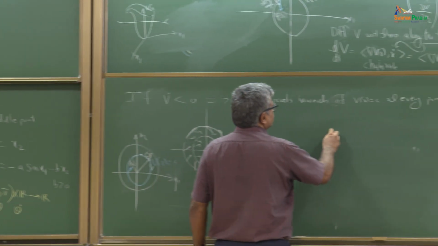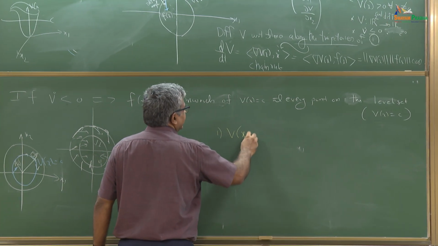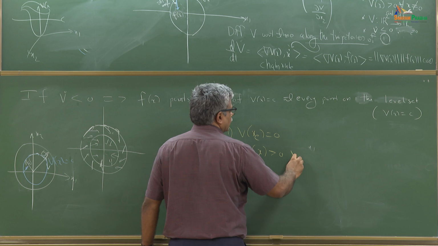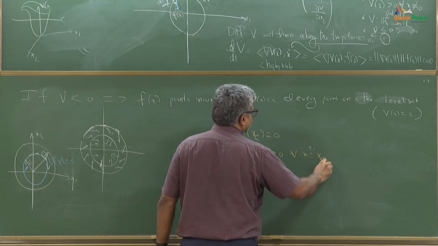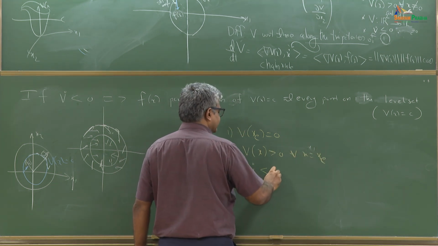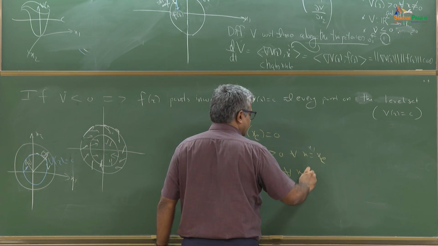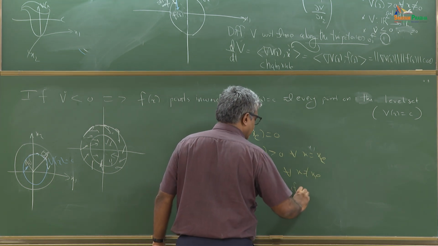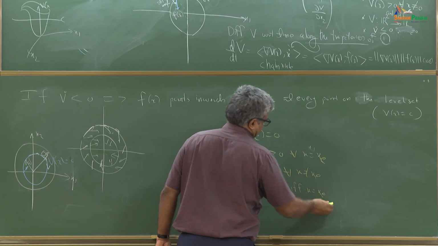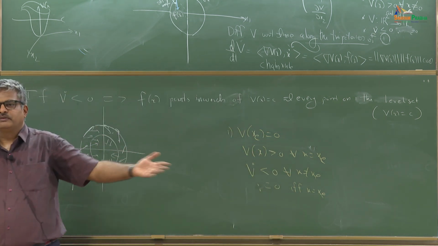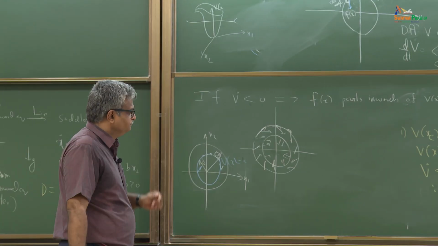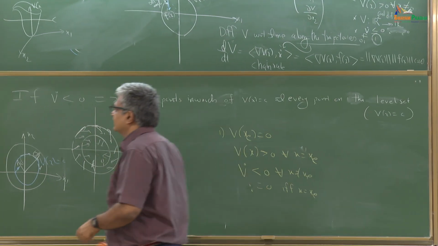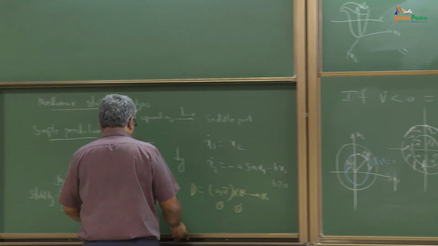Yeah. So those conditions will become V at x_e equal to 0. Then V of x is positive for all x not equal to x_e, right? Then V dot is less than 0 for all x not equal to x_e, and equal to 0 if and only if x equals x_e. I mean, it carries over perfectly. Right. So let us construct the Lyapunov function for the pendulum.